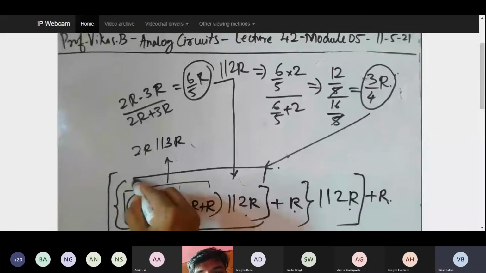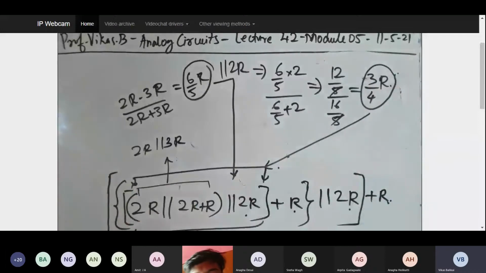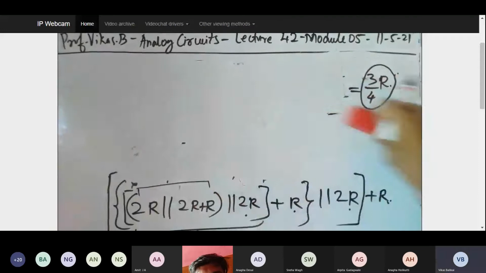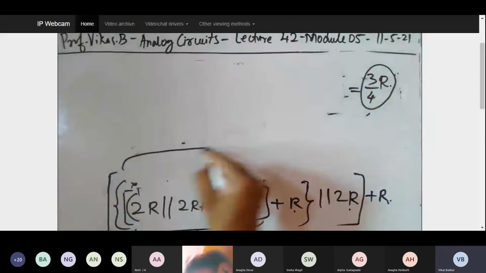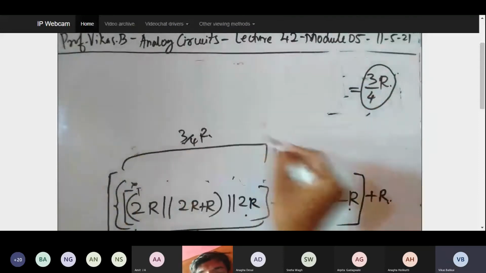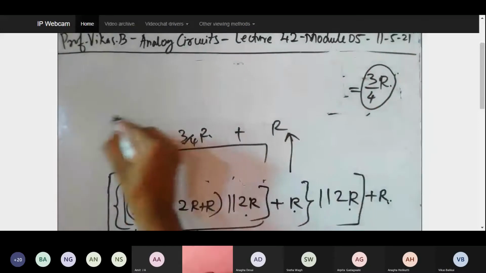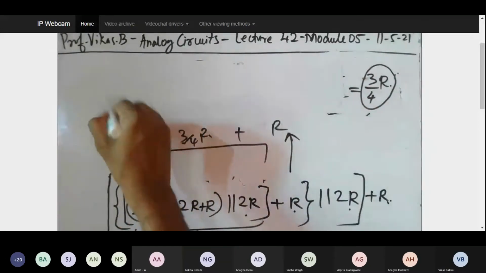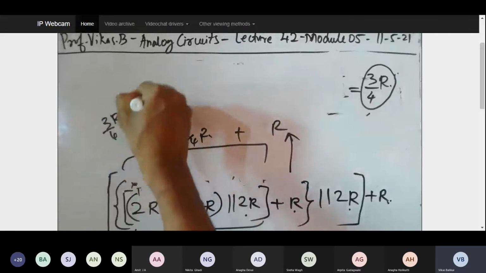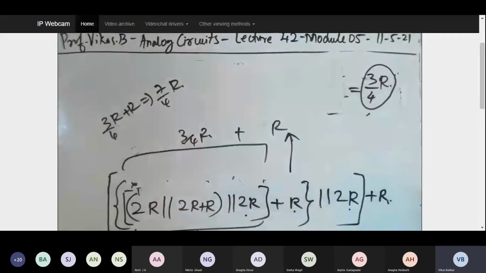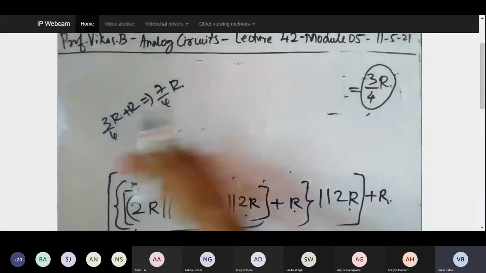This 3 by 4 R is in series with R. So let's just try to add it. So this is 3 by 4 R in series with R. If I do that, 3 by 4 R plus R, that will be 7 by 4 R. So 7 by 4 R is the value that I am going to get till here.